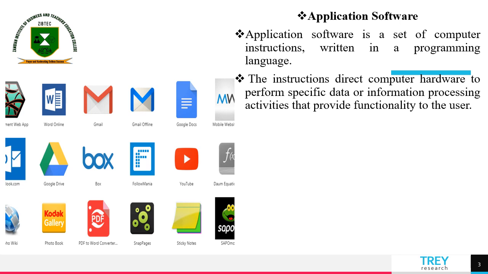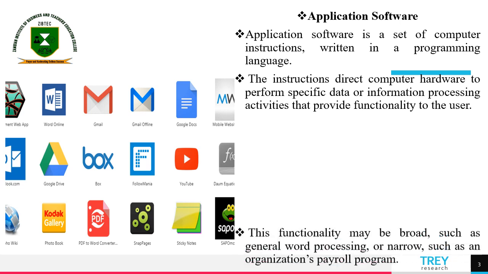Okay, let's make progress. So the instructions direct computer hardware to perform specific data or information processing activities that provide functionality to the user. So now here on the second point, the instructions that we are talking about are the commands you as a user, when you're operating a computer, give to the computer and it obeys. It also gives you the feedback according to the commands, according to the given instructions.